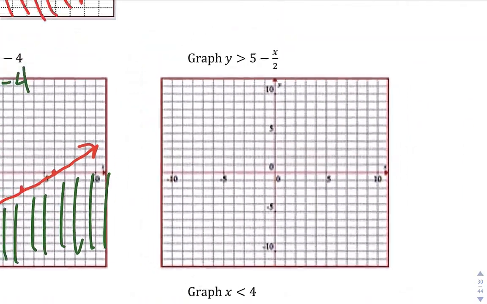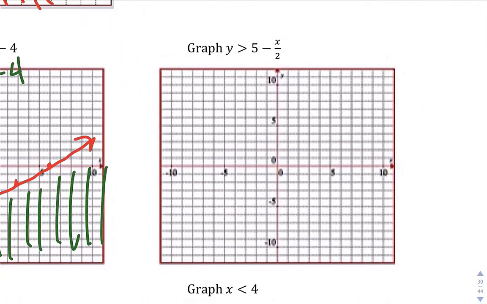Okay, next example. All right, so again, y is by itself. We'll start at the y-intercept 5. The slope is -1 over 2. So again, if you see just the x, it's -1 over 2. So I'm going to go down 1 over 2 and make a dot, down 1 over 2 and make a dot. I'll do it a few times. Again, it's a dashed line because there's no equal sign.